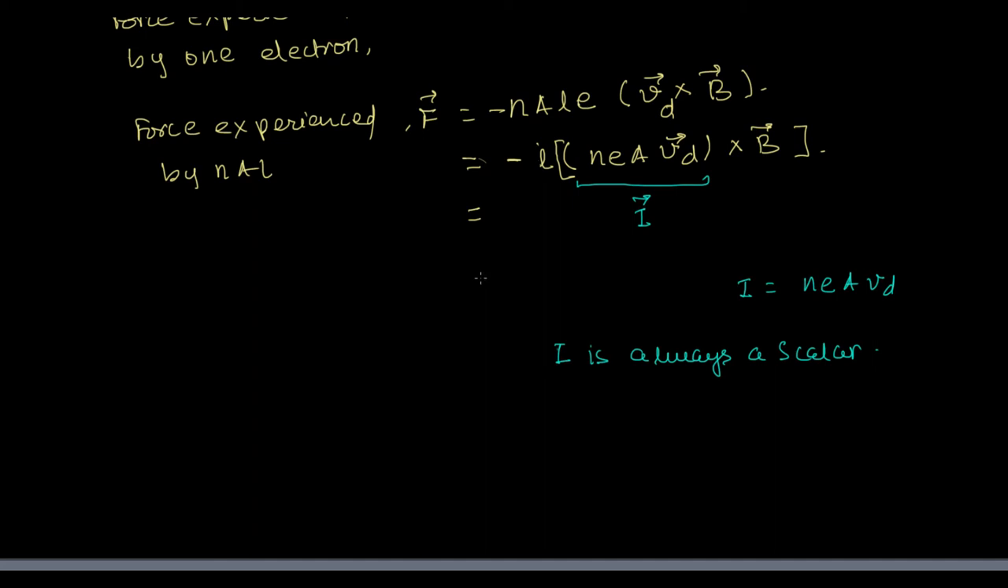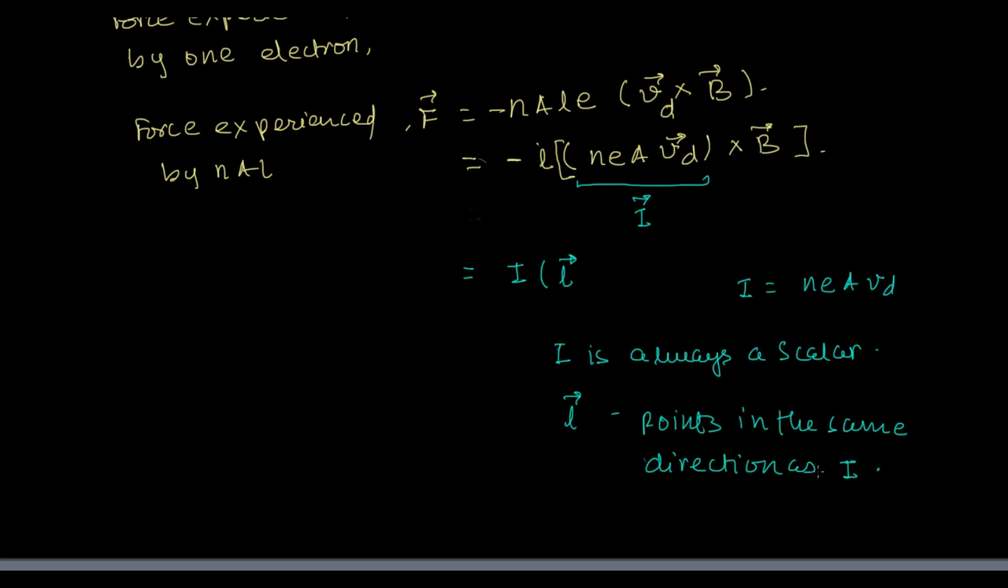So what I do is, let me erase this. I pull the I out and push the L in with a vector notation over it, saying that the direction of L will be the same as the direction of I. L points in the same direction as I. There is no other way left with us. I have to assign a vector notation to something.